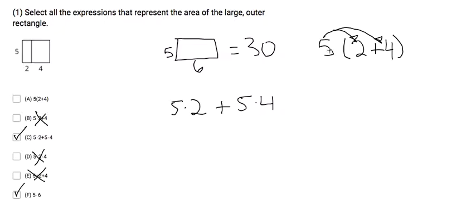We're launching the red angry bird into the green pigs over here, and we go 5 times 2, which is 10, and 5 times 4, which is 20. Add those together, and we end up getting 30. So our answers for this could be A, C, or F.